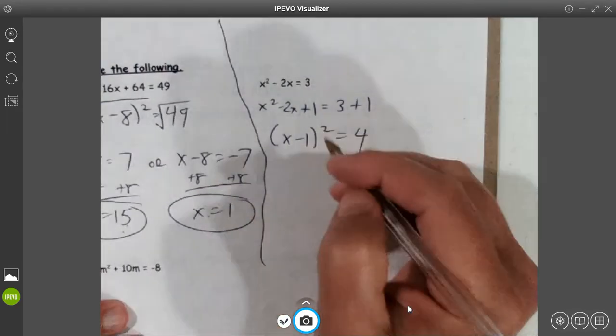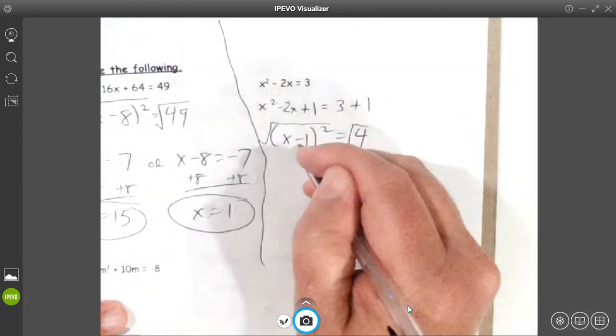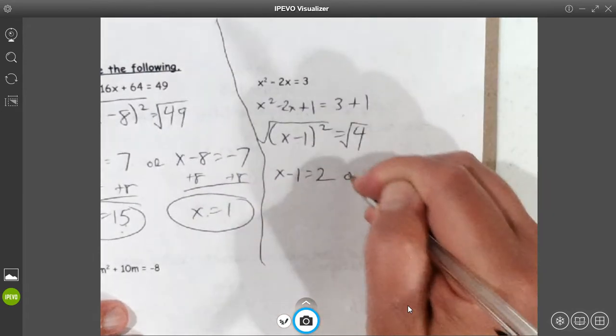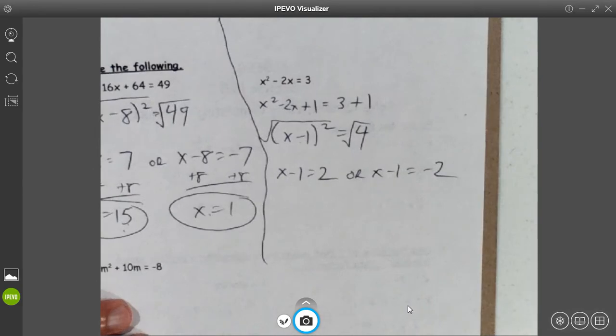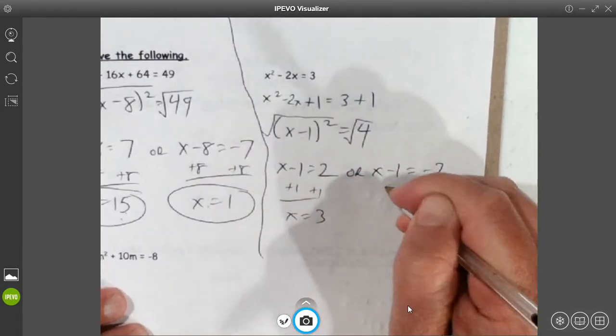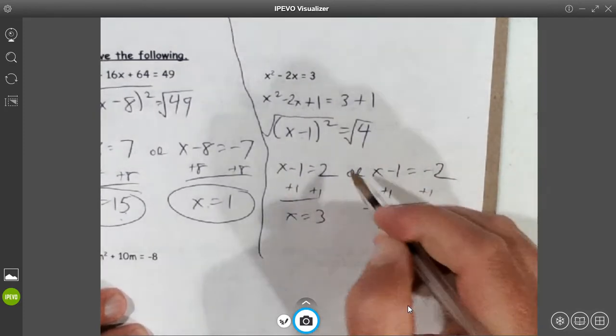Now that I've got a square, I can solve this by taking the square root. The square root of x minus 1 squared is x minus 1, and that could be 2, or x minus 1 could be negative 2. And now I just solve both of these equations. I add 1 and add 1, I get x equals 3. Add 1 and add 1, I get x equals negative 1.